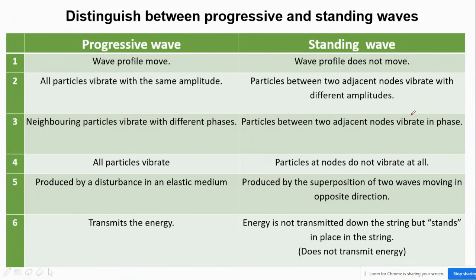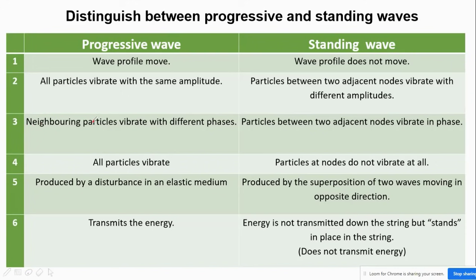So this table distinguishes between progressive and standing waves. The first one, for the progressive wave, the wave profile moves, but for the standing wave, the wave profile does not move. For the second part, all particles vibrate with the same amplitude for the progressive wave. However, for the standing wave, particles between two adjacent nodes vibrate with different amplitudes.